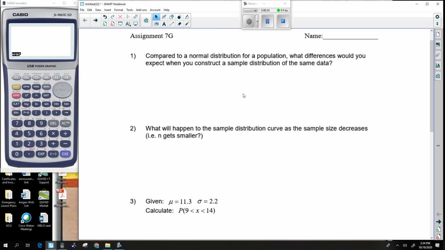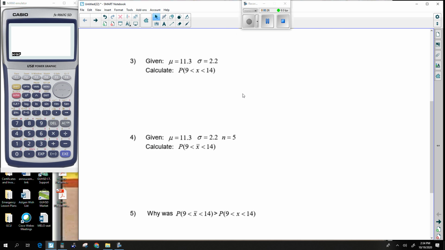And so the first thing is to recognize the difference. Take a look at question number 3 and question number 4. This is asking, what is the probability that our value x is between 9 and 14? Probability is an area, so this is in essence asking what is the area between 9 and 14. And in number 4, the question is in essence the same thing. What is the probability that x is between 9 and 14?